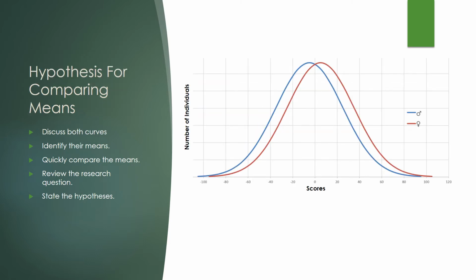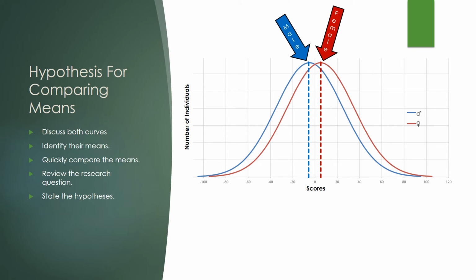We can use what we've learned in the previous slide to compare means or compare two curves. As you can see to the right, there is a blue curve and a red curve. The blue curve corresponds to male participants in a study. The red curve corresponds to female participants in the same study. As you can see, each curve has their own mean. Also, it's noteworthy to notice that the score of 0 is not unexpected.